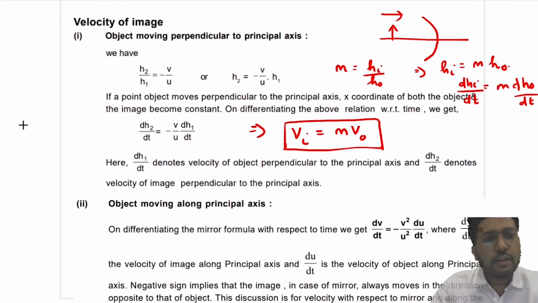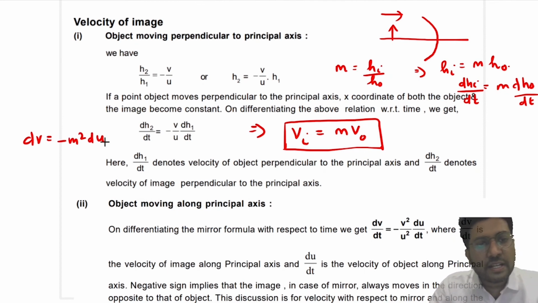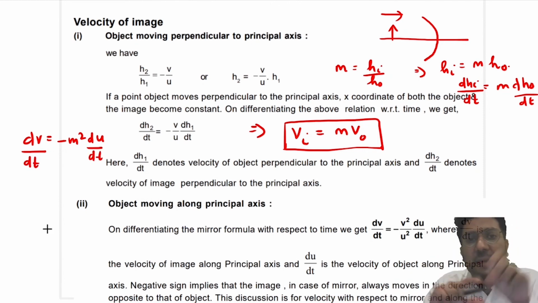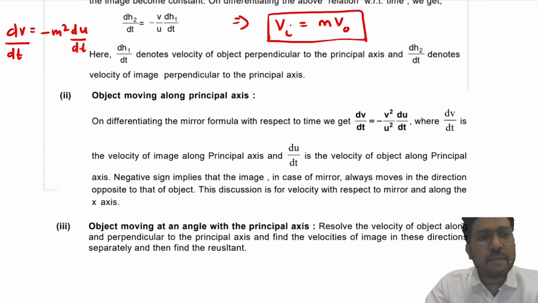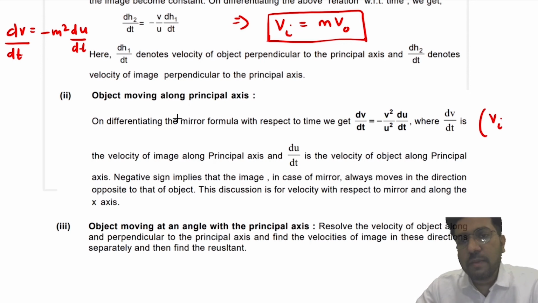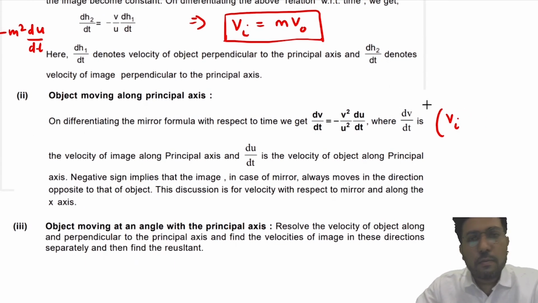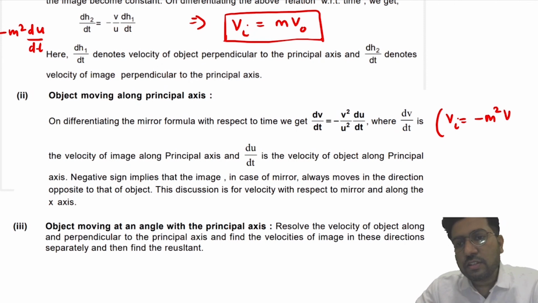Now listen carefully. We have discussed that dv is equal to minus m square du by differentiating. What you have to do is just write dv by dt is equal to minus m square du by dt. Now what is dv by dt? dv by dt is rate of change of position of image, and du by dt is what? Rate of change of position of object. That means you will write velocity of image is equal to minus m square velocity of object.